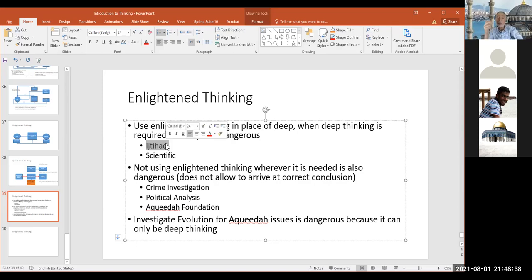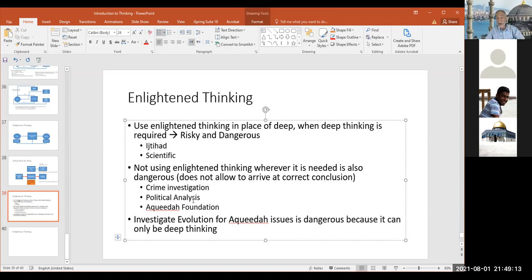Why? Because you're really exerting all types of effort to extract rules which are very necessary and important and must be correct to control and conduct the behavior of a human being. So it's very, very, very important, very high level, and very deep. But if you go enlightened, you will mess up the whole purpose of ijtihad.